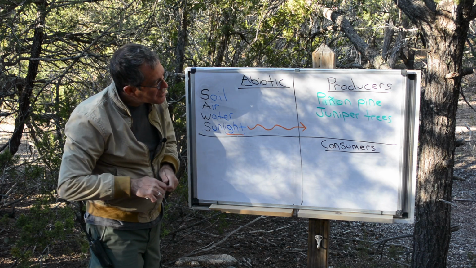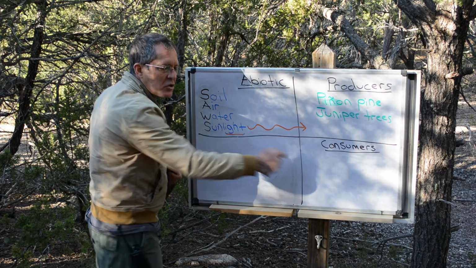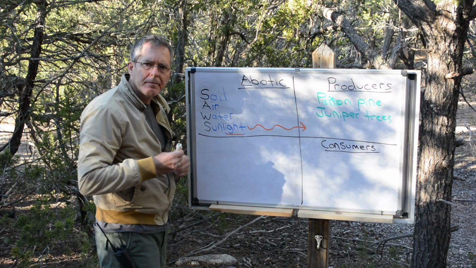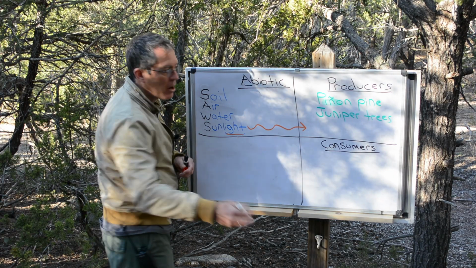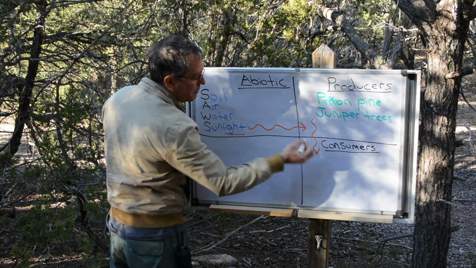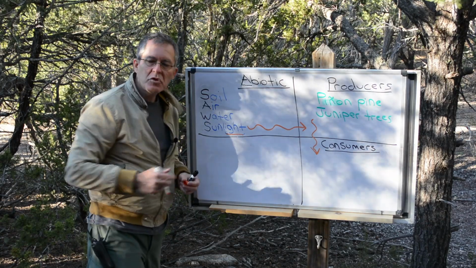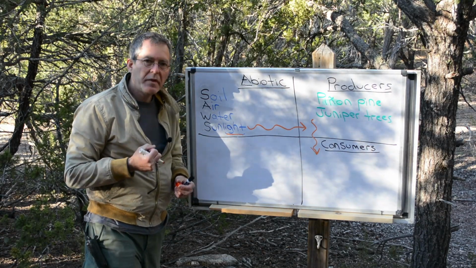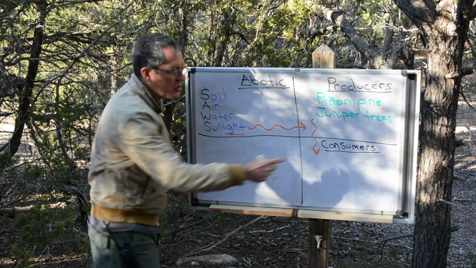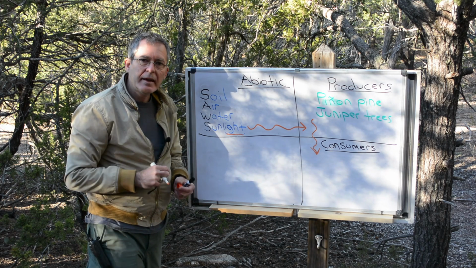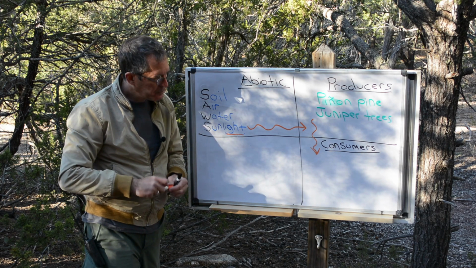So, we need to add something from the producers going down to the consumers. What do we need to add? That energy arrow. Wavy arrow down here. The producers, the plants, take the sunlight, change it into the food that they use, but then also consumers can use the food that the producers create and eat it to get their energy.